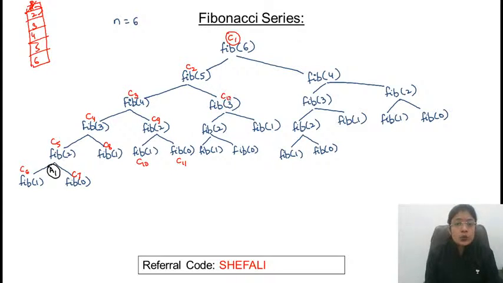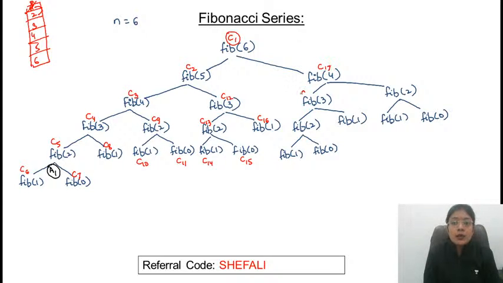This is C12. C13. C means I'm talking about the call, and additions I'm representing with A. C13, C14, C15. Both the sides are over. So the control will go to the right side, right child. It's C16. Yes. Now its left side is completely over. Then go to the right side.